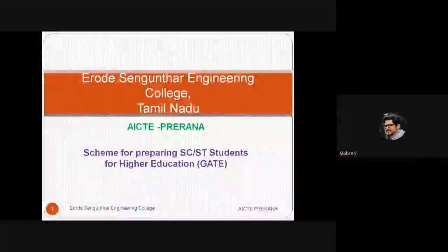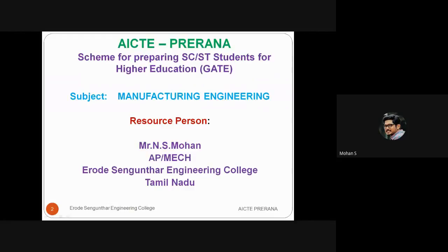Today, I'm going to handle a class on manufacturing engineering under the scheme of AICTE PRERANA. This scheme is especially for preparing SC/ST students for higher education, especially GATE. As I said before, today's topic will be manufacturing engineering. And myself, N.S. Mohan, Assistant Professor, working for the Department of Mechanical Engineering in Erode Sengunthar Engineering College.